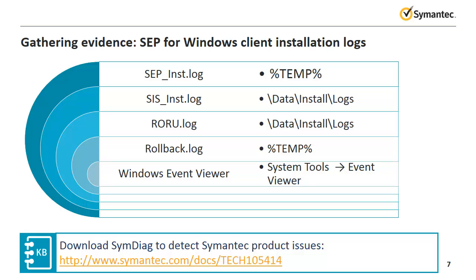You can also collect installation logs during the gather evidence phase. SEP for Windows records events to the sep_inst.log, sis_inst.log, roru.log, rollback.log, and the Windows Event Viewer. You'll learn more about these logs later in the video. Another approach to gathering evidence is to download SymDiag to detect installation issues. For more information about this topic, see the KB listed on the screen.